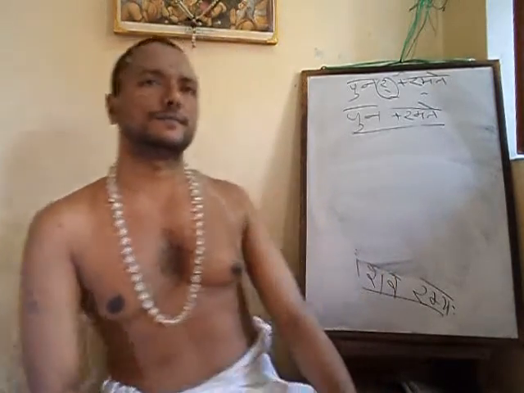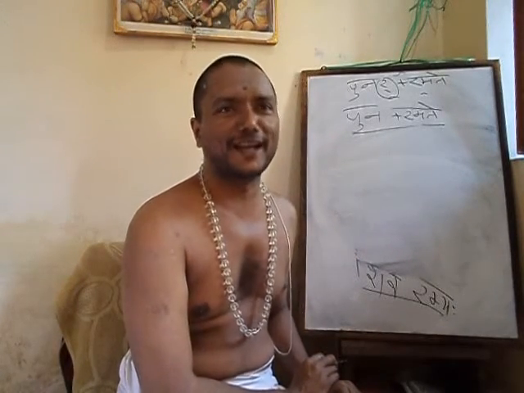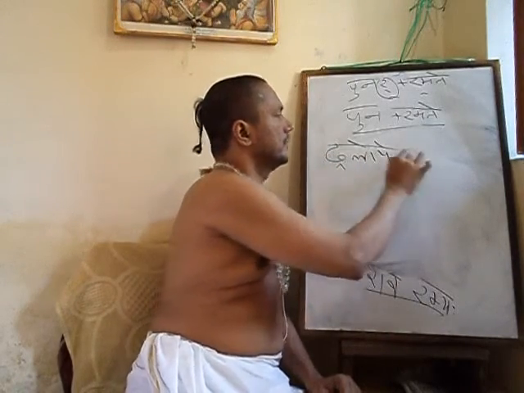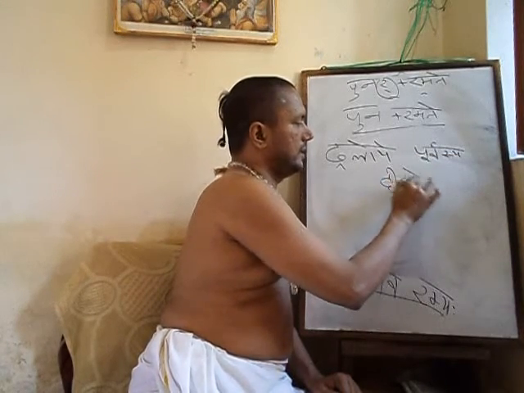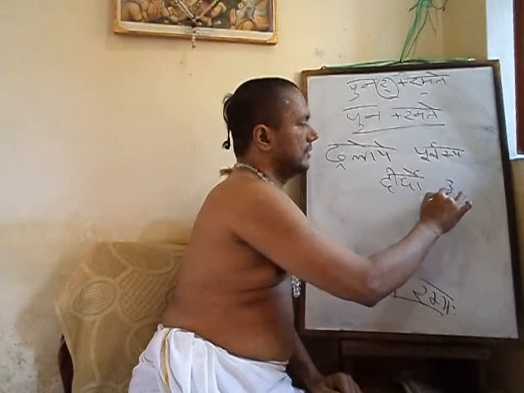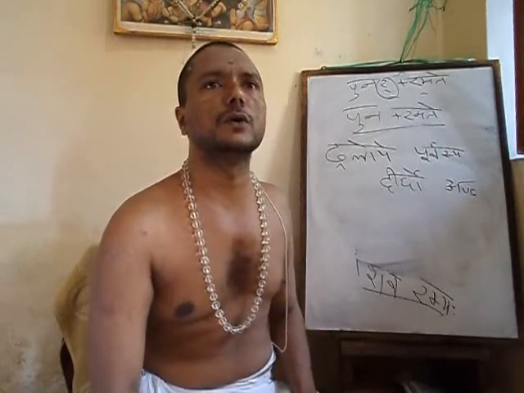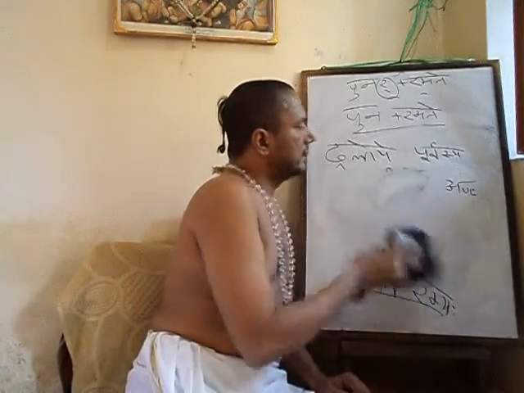Okay. Now we'll take the next sutra. ढलोपे पूर्वस्य दीर्घोणः. ढलोपे, पूर्वस्य, दीर्घो, अणः. दीर्घो अणः becomes दीर्घोणः. Dirgha, you can say dirgho. Instead of dirgho, you can say dirgha.